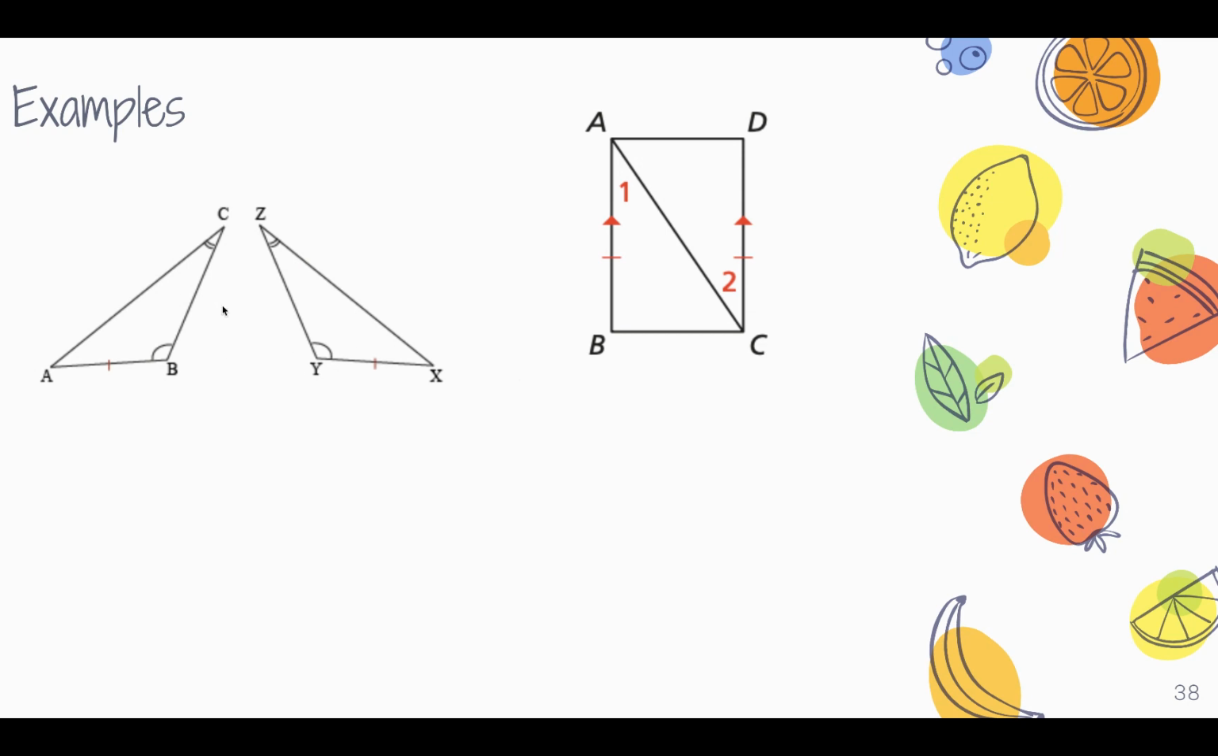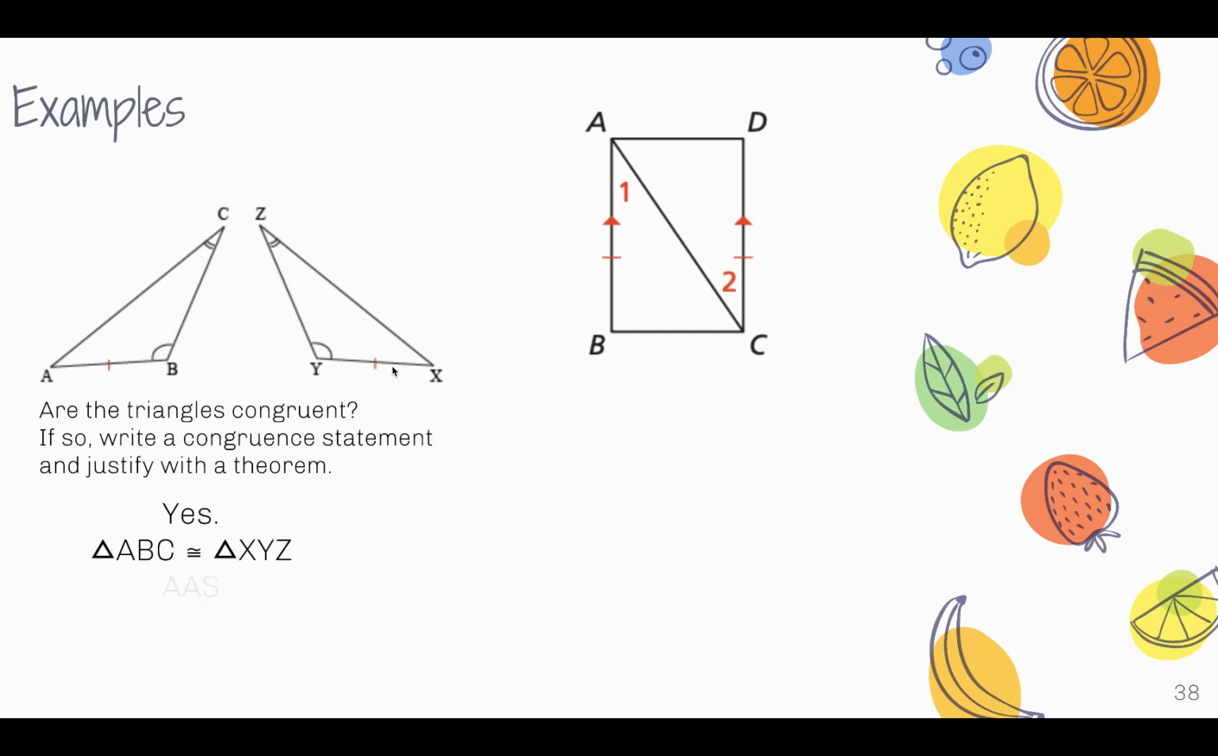All right, this one I think is pretty easy for you. Hopefully you can just recognize this. You have two angles and a side. Is the side included? Is it right between the two angles? No. So therefore, this is AAS, not ASA.